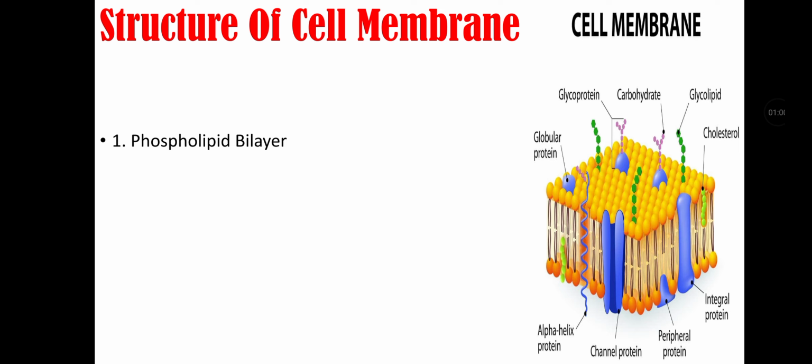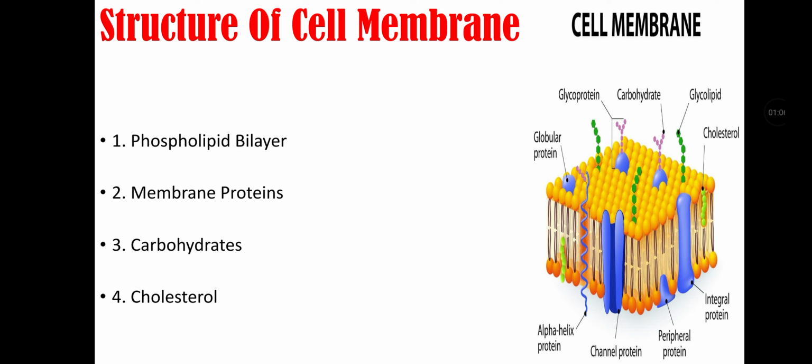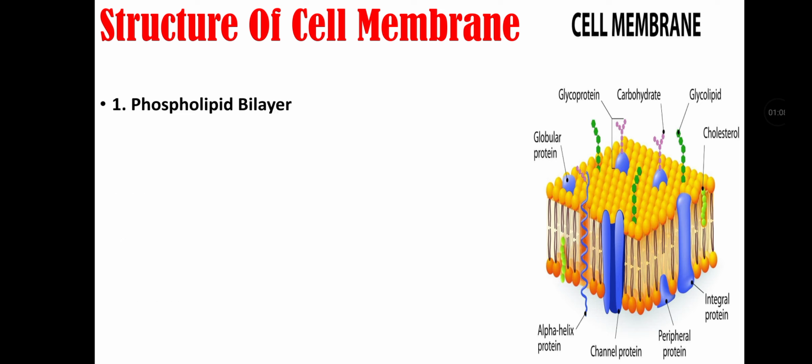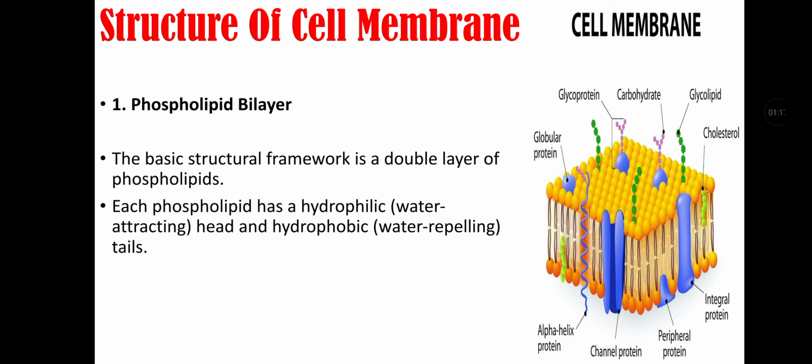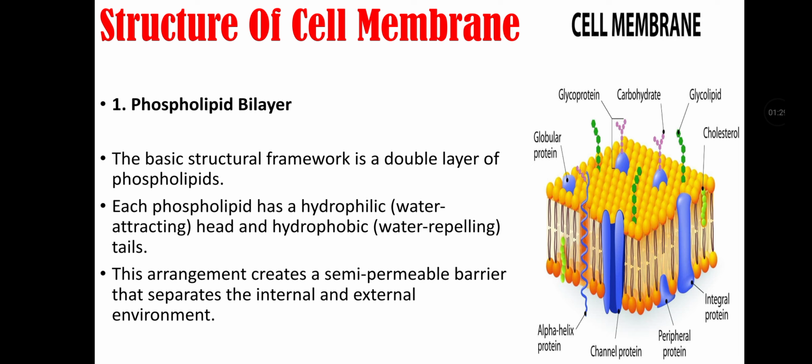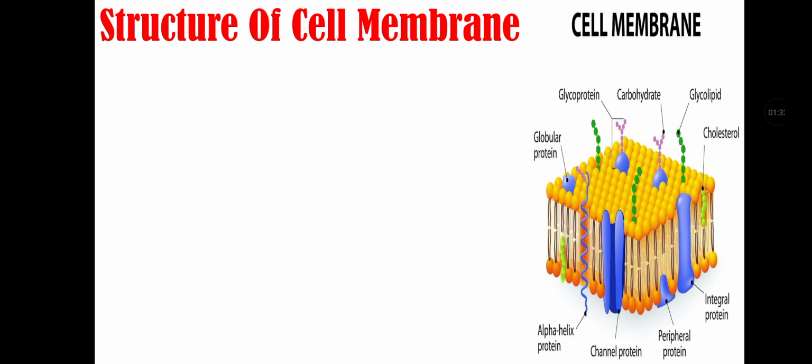Structure of cell membrane. It has phospholipid bilayer, membrane protein, carbohydrates and cholesterol. First part of the structure of cell membrane is phospholipid bilayer. It is the basic structural framework, a double layer of phospholipid. Each phospholipid has a hydrophilic head and a hydrophobic tail. The hydrophilic head is water attracting and the hydrophobic tail is water repelling. This arrangement creates a semi-permeable barrier that separates the internal and external environment.